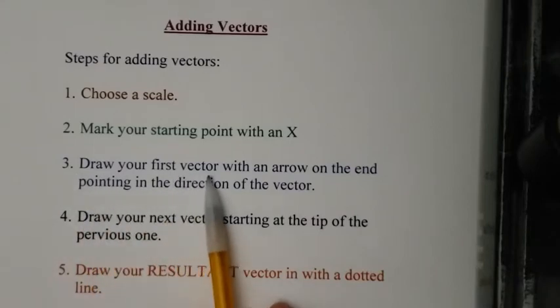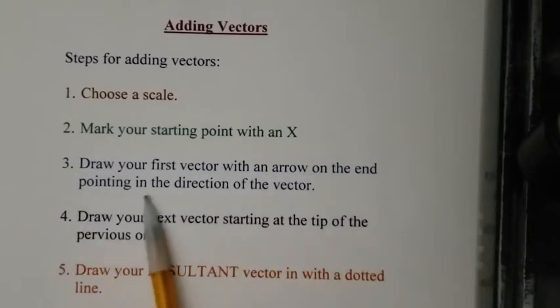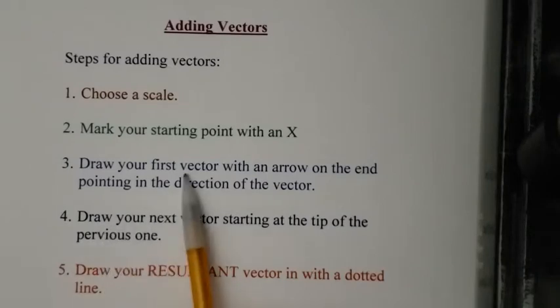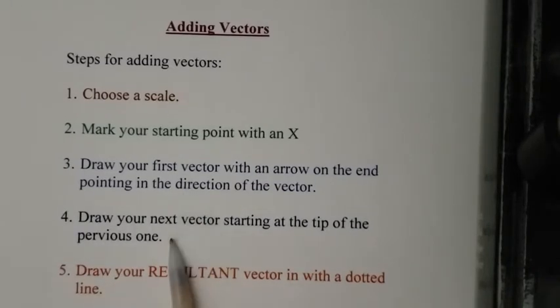We're going to draw our first vector with an arrow on the end pointing in the direction of that vector. So that's what we've done so far. We've been practicing that so far. Here's the new part. If you have more than one to draw, so wherever that one finished, that's going to be our starting point for our next one. And if there's only 2, then you're done.